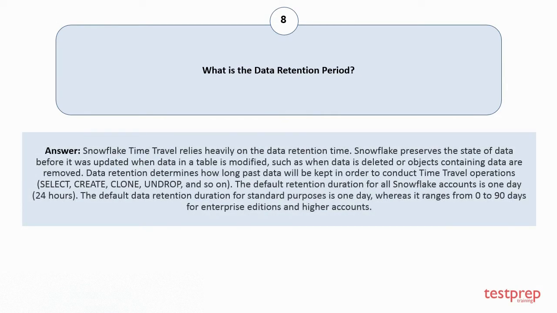Your answer is, Snowflake time travel relies heavily on the data retention time. Snowflake preserves the state of data before it was updated when data in a table is modified, such as when data is deleted or objects containing data are removed. Data retention determines how long past data will be kept in order to conduct time travel operations, select, create, clone, undrop, and so on. The default retention duration for all Snowflake accounts is 1 day, 24 hours.